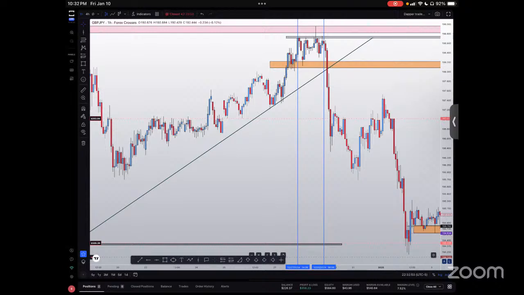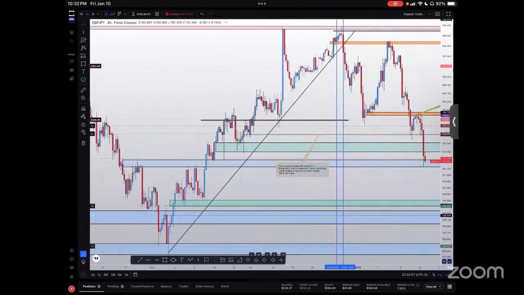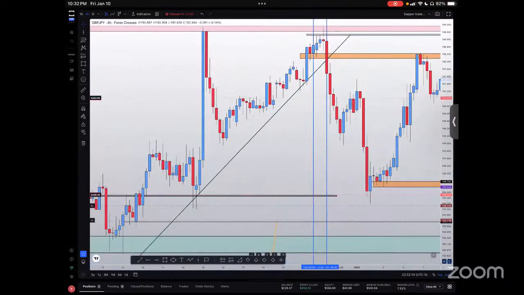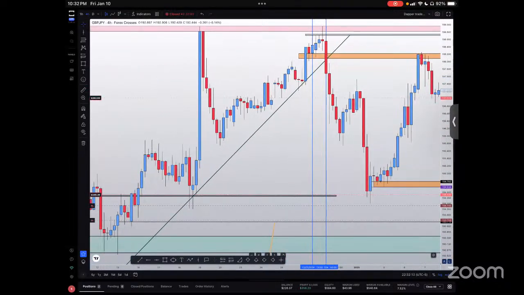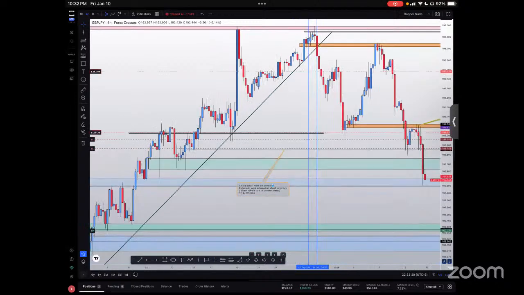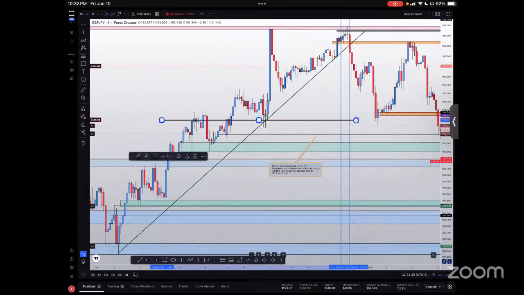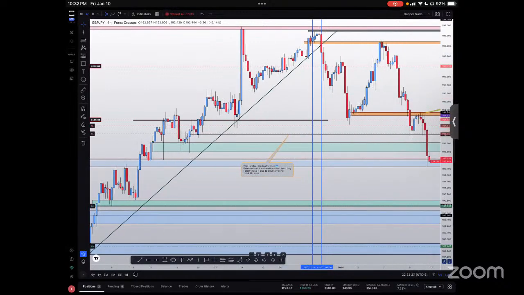Let's look at it on the 4 hour. Same story, right? We went bullish. You see where you had buying opportunities? And already where I have it marked up.